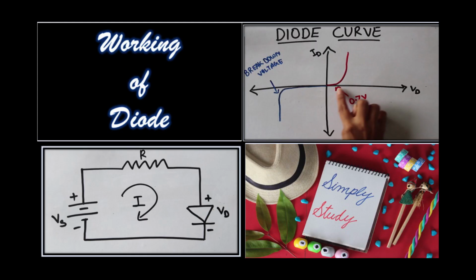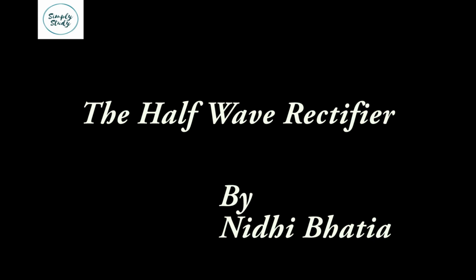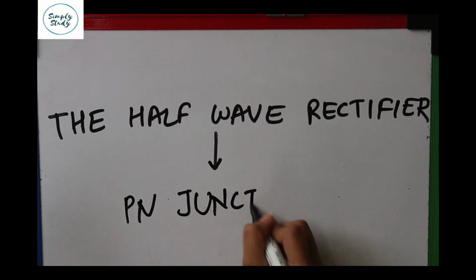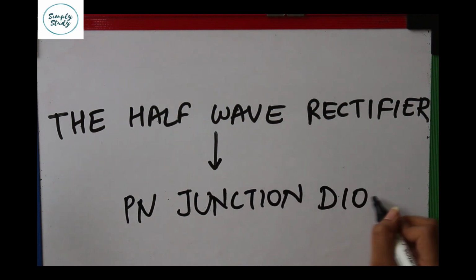So in the last video I had explained about how a diode works and all the three approximations of diode. If you haven't checked that video out, I will link the same in the description below. A half-wave rectifier also uses a PN junction diode. Let's first see the definition of a rectifier.